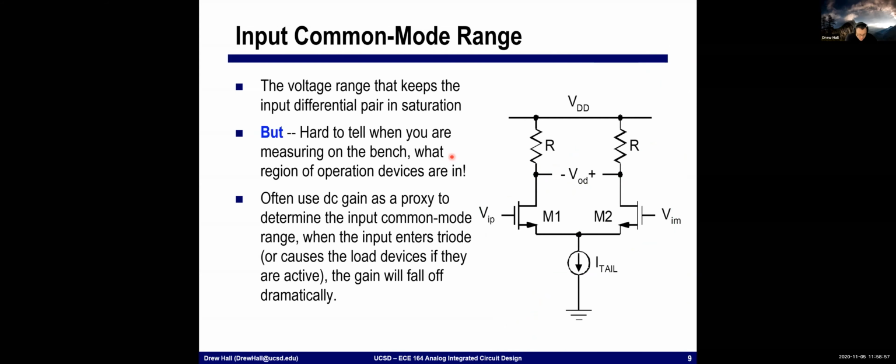Now, when we're actually simulating or measuring on a bench, it's very hard to correlate these two. When I'm simulating, I can simply look at the operating point and I can tell if M1 and M2 are in saturation. When I'm measuring this on the bench, I don't know what region any of the devices are in. The only thing I know is the output. And so oftentimes you will define the common mode input range using the DC gain. Okay, and so you'll get a curve that looks like an inverted bathtub, and we'll define bounds on how much DC gain we're willing to lose due to the input common mode range.